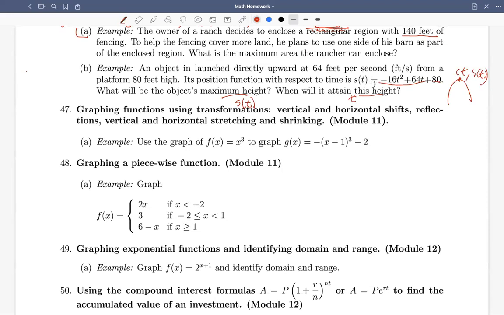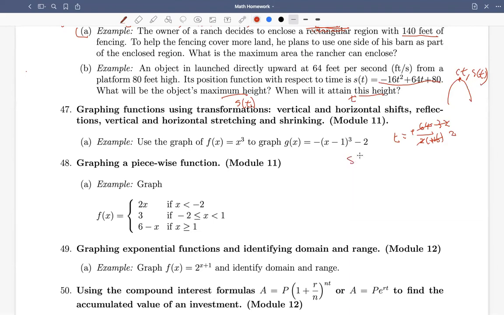So how do we do that? Again, vertex, right? t equals negative b over 2a. What's b? b is 64. Over 2a, what's a? a is negative 16. Again, negative and negative become positive. So 2 goes into 64, 32 times. 16 goes into 32 2 times. So 2 hours later, the object will attain this height.